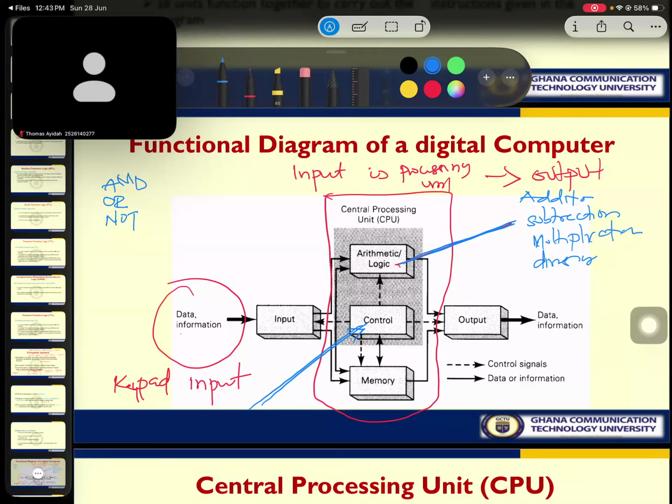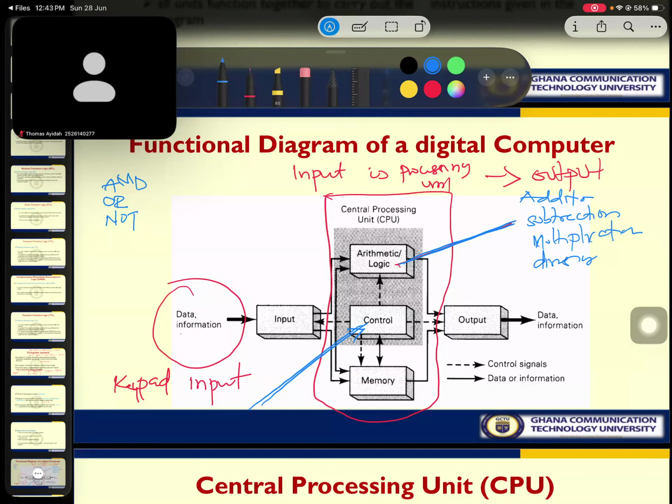Let's come to the control. The control unit coordinates all the operations in the computer. So what does it tell us? It tells other units what to do, what time to do it, and when to do it. So it does not mainly calculate. Its main purpose is to control the movement of the data and the instructions inside the computer.